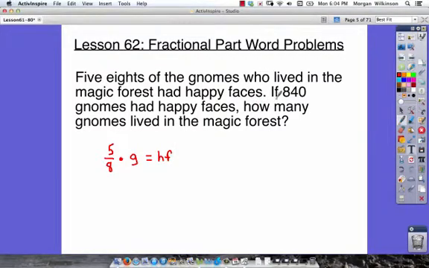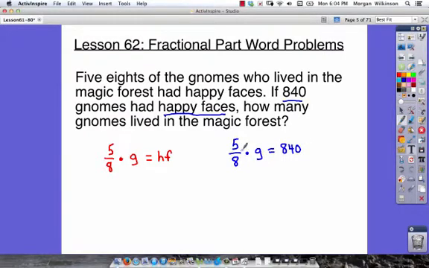Now in this problem it says if 840 gnomes had happy faces, how many gnomes lived in the magic forest? So what we need to do, we know 840 is the number of gnomes who had happy faces, HF. So we can say 5/8 of the gnomes, G, that's the total number of gnomes who lived in the magic forest, is going to equal 840.